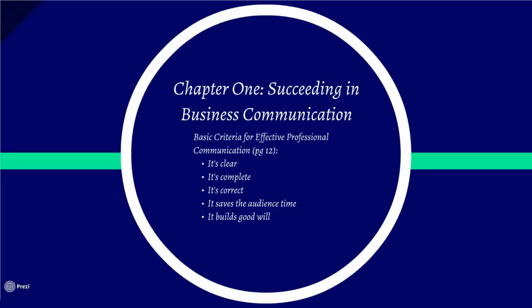We want our messages to save the audience time and to build goodwill. That means we want to make sure we're being, again, respectful of the audience's time. We're thanking the audience for their time, and we're making sure that we're polite and not wasting their time by producing messages that are, again, riddled with error or grammatically incorrect or that type of thing.